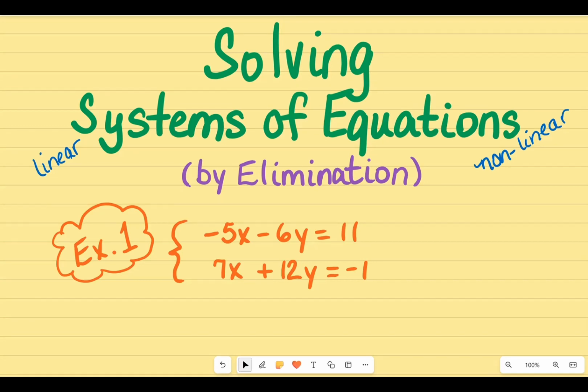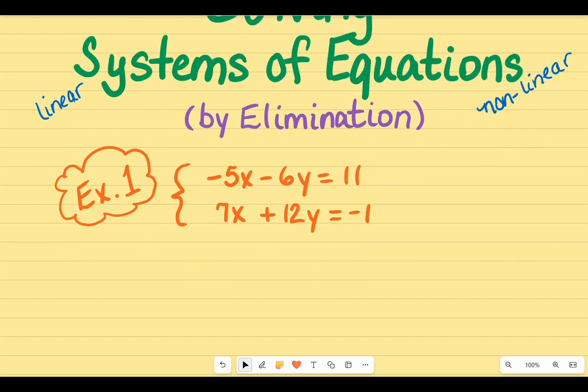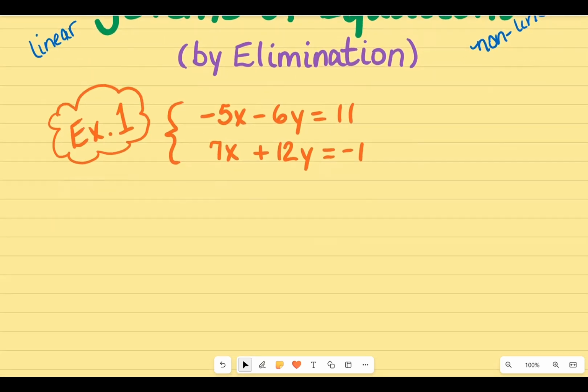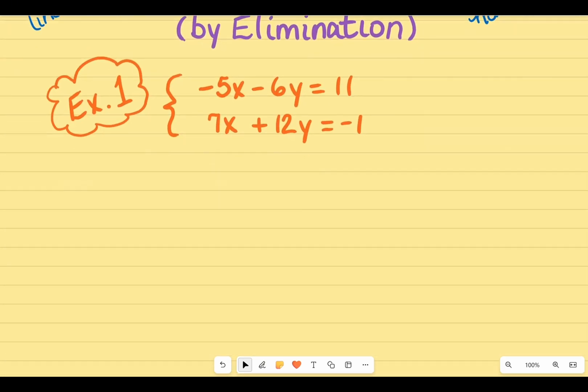Today we will discuss solving systems of equations by elimination. So my first example shows two systems that are linear. And what you want to do is decide whether you want to eliminate the x variable or the y variable. What I would do is multiply this -6 by a +2. Why +2? Because when I'm trying to eliminate, I want to use the inverse.